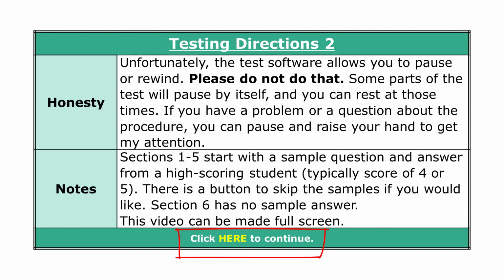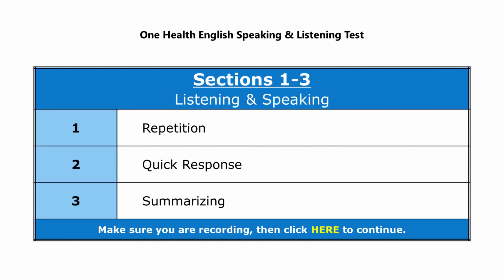Sections 1 through 5 all begin with a sample question and answer from a high-scoring student, and there is a button to skip the samples if you would like. But note that Section 6 has no sample answer. Sections 1 through 3, listening and speaking. Repetition, quick response, and summarizing.